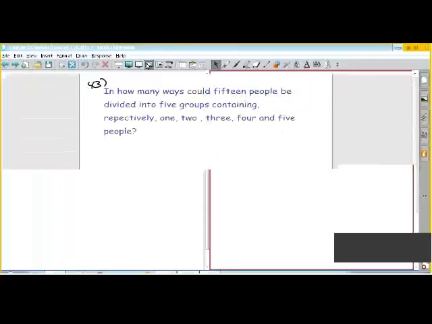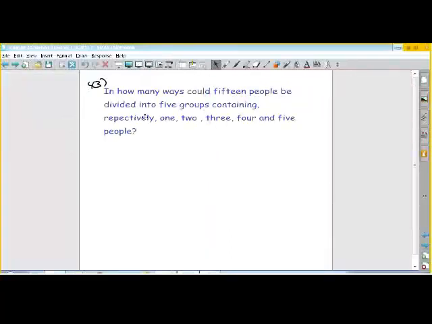Okay. This is an interesting one. It's one that I would never give to you, and I'm not sure if I figured it out the first time. I might have had to cheat and look at the answer book, but I'm just going to show it to you. In how many ways could 15 people be divided into 5 groups containing respectively 1, 2, 3, 4, and 5 people? So it's kind of like a 5-step process.